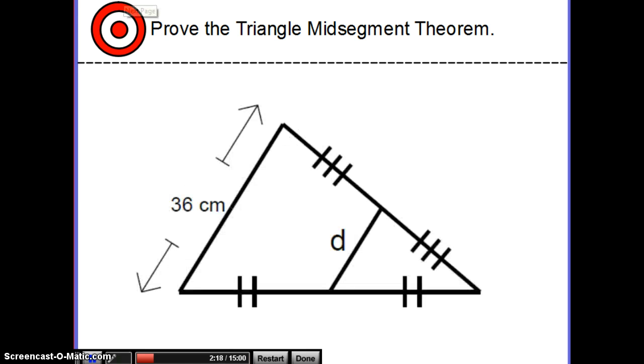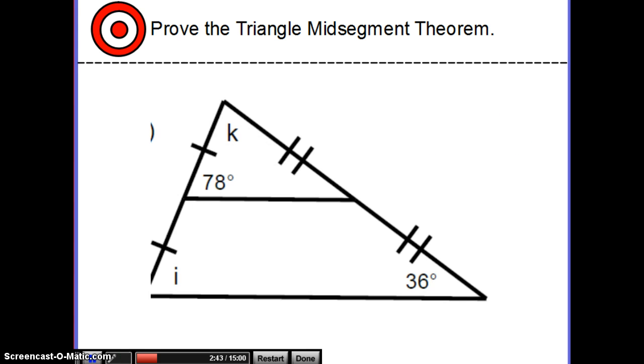All right, so now you can see that this is a midsegment here because these two halves are congruent, so that's obviously a midpoint. These two halves are congruent, so this is obviously a midpoint. And then I have the length of my third side, which is 36 centimeters. So my midsegment is going to be half of its length. So 36 divided by 2, D is going to have to be 18 centimeters.